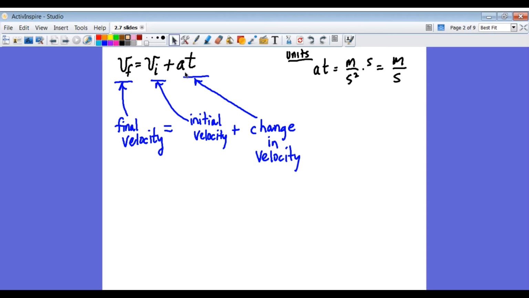And if I look at the units of acceleration times time, acceleration has units of meters per second squared, time has units of seconds. So when I multiply it together, I get meters per second. So everything over here agrees. Meters per second equals meters per second plus meters per second.